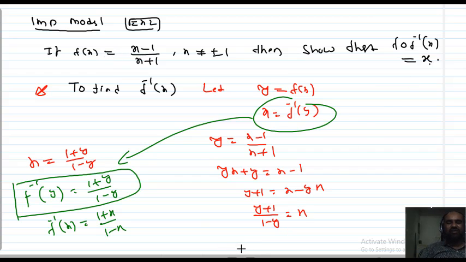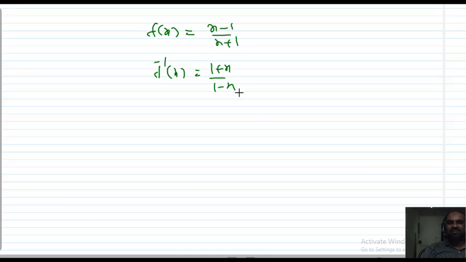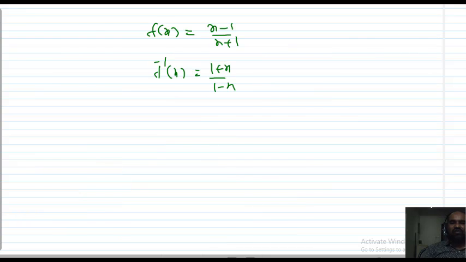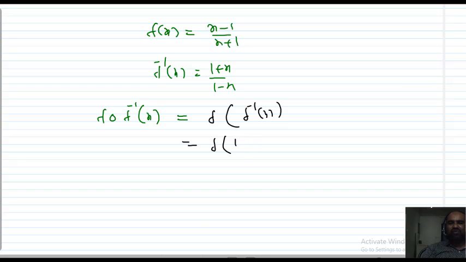Now anything you can find. So I will write on the next page. F of x equals x minus 1 by x plus 1. So what I got, f inverse of x, is 1 plus x by 1 minus x. I want to cross check: f circle f inverse of x. According to the definition, I can write f of f inverse of x. So the f inverse of x rule you should write here.